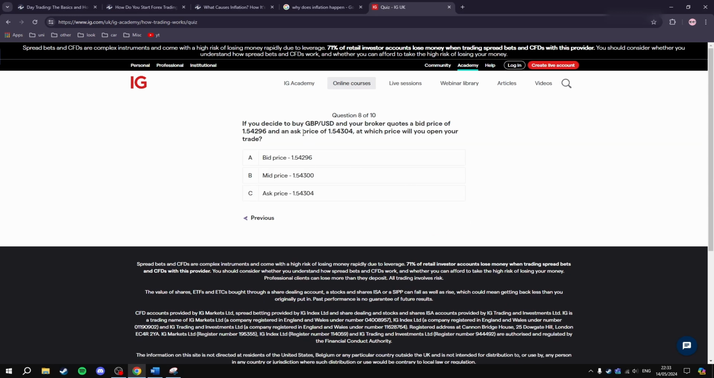If you decide to buy GBP USD and your broker quotes a bid price of 1.54296 and an ask price of 1.54304, at which price will you open your trade? If you want to buy, so this is the 1.54304.